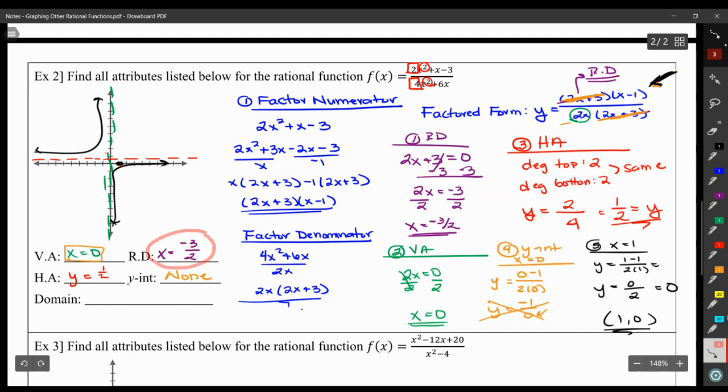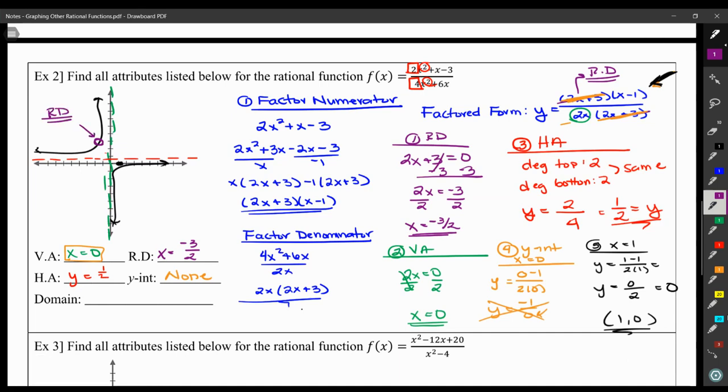Now let's talk about this removable discontinuity. How do we graph that? Well, that is a hole in your graph, so it's going to be an open circle. So find -3.5 on the x, which is about 1.5. And here is where my graph should hit 1.5. That is your removable discontinuity. That's how you graph that.